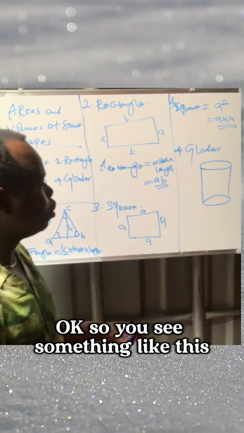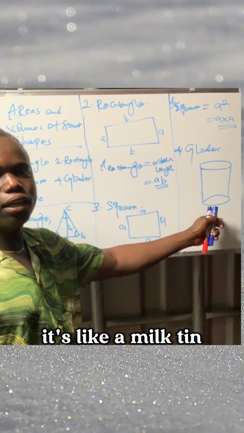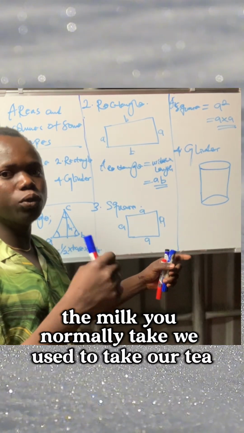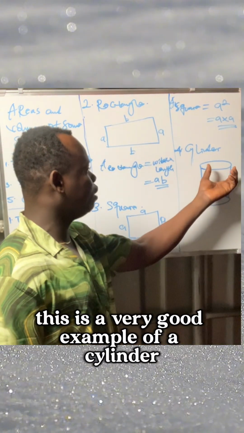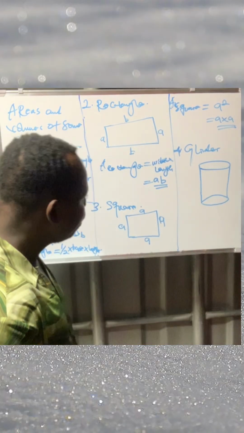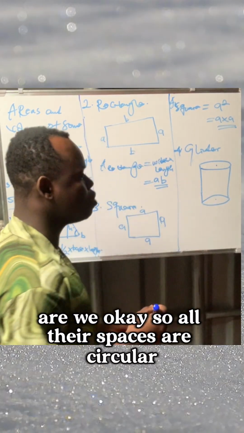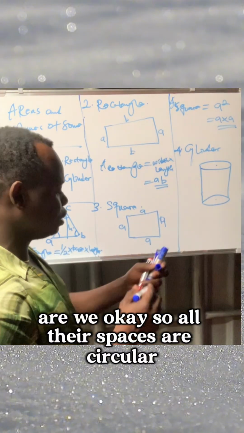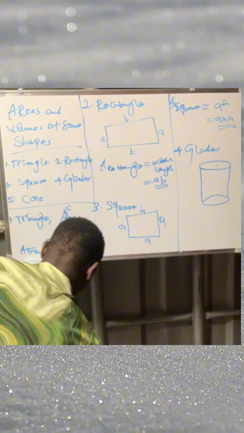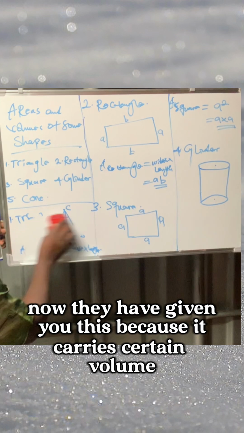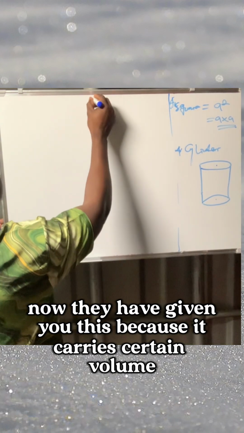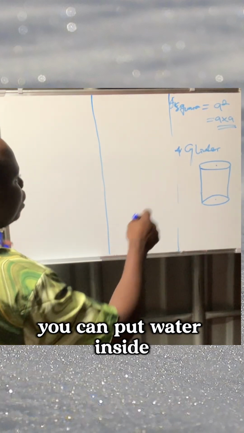Okay. So you see something like this, it's like a milk tin. The milk you normally take, we used to take our tea. This is a very good example of a cylinder. It has a circular base and it has a circular top. Are you okay? So all their faces are circular. Now, they have given you this shape because it carries a certain volume. You can put water inside.